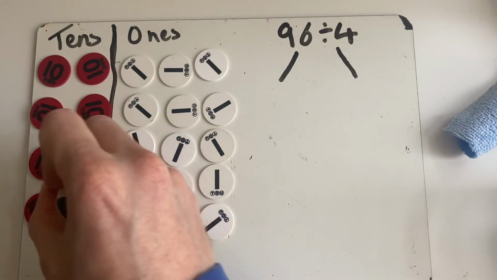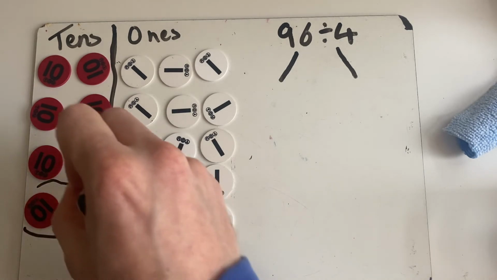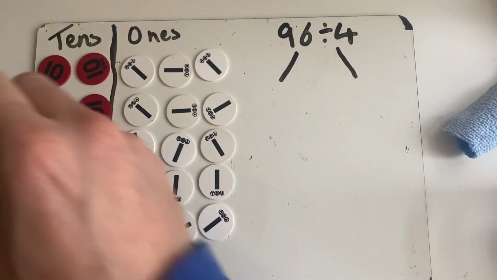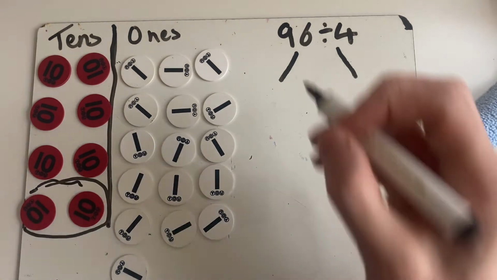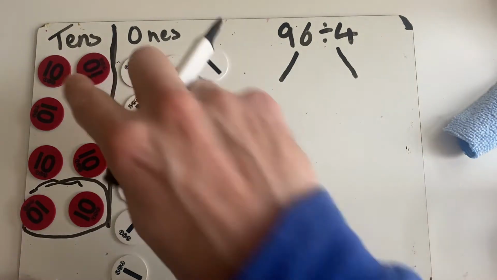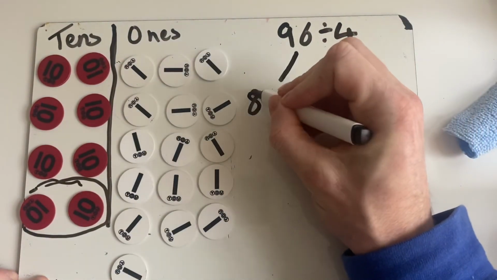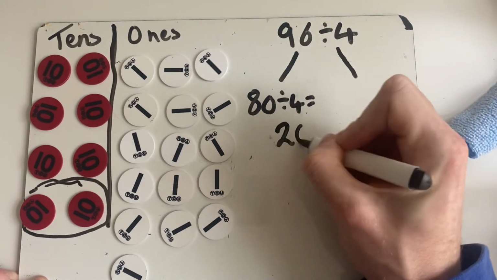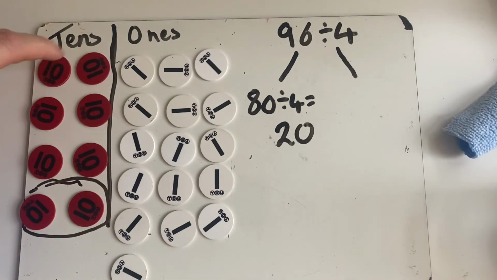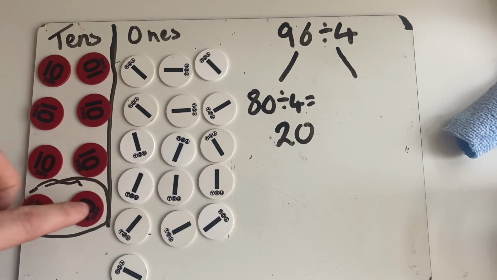As in the last example, we've got to group. So we've got 4 groups, and we've just got to work out what one group is worth. So we've got here 20. Now we've got 80 altogether. So we're going to do 80 divided by 4 equals 20. We've got 80 here: 10, 20, 30, 40, 50, 60, 70, 80. We've grouped it into 4 groups, and in this one group we've got 20.